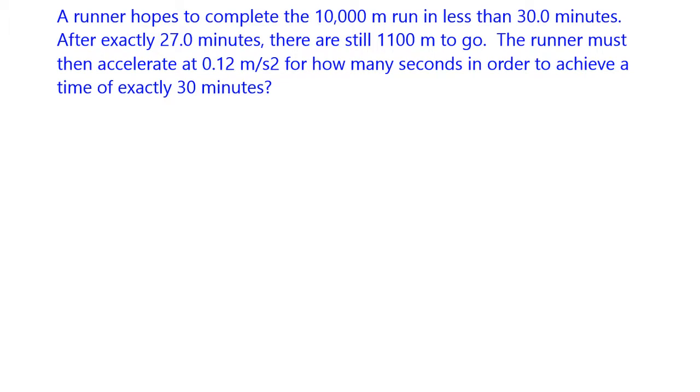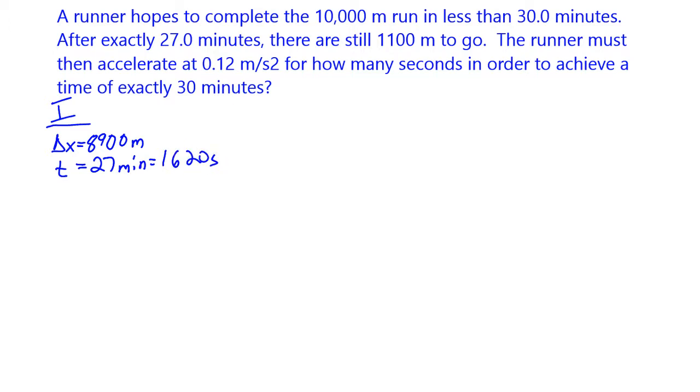So we have 3 parts of this. Part 1 is the first part of the race. So for part 1, we know delta x is 8,900 meters, and her time for that is 27 minutes, or 1,620 seconds.